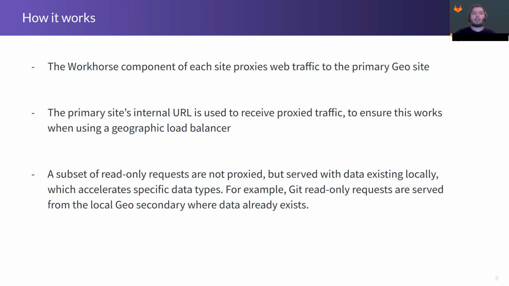However, a small subset of requests are not proxied. In this example, Git read-only requests would not be proxied just because data already exists on the secondary. So we would accelerate those requests by serving data from the secondary directly if it exists.